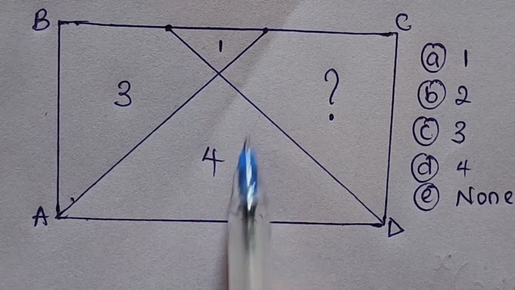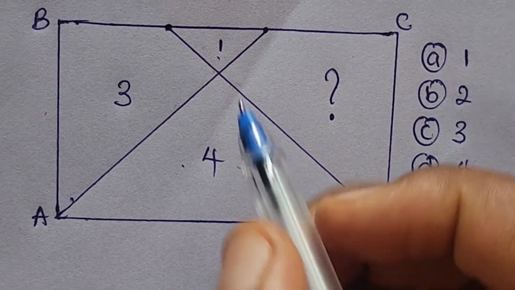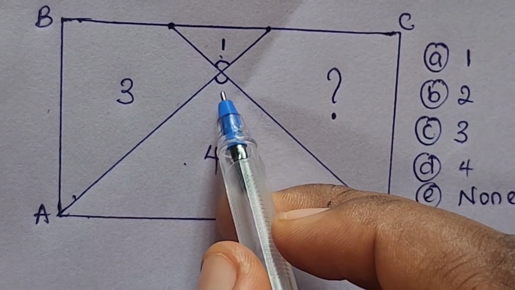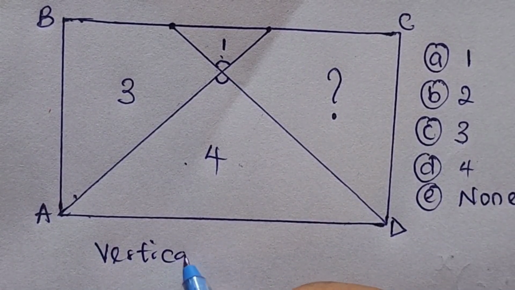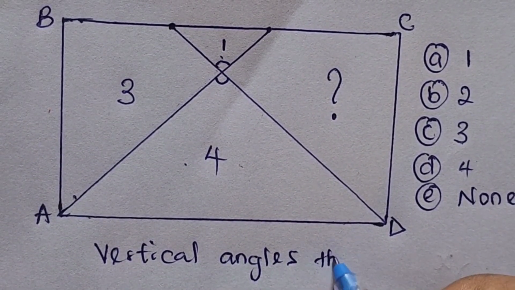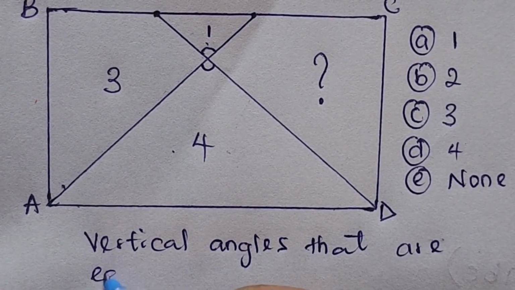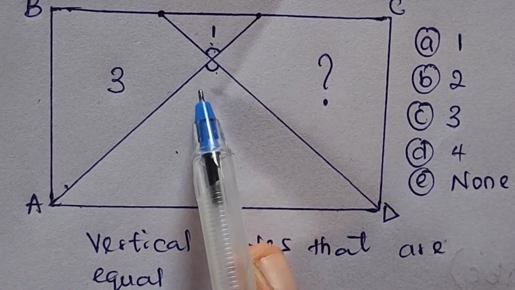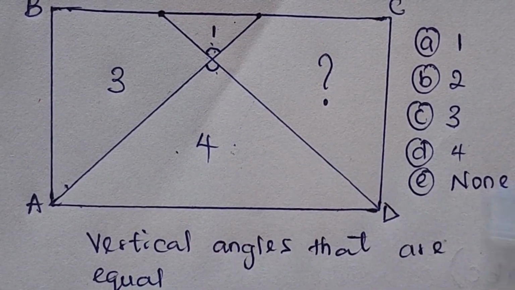So when we look at the different parts of this rectangle, this is a triangle and this is a triangle, and we have angles here to be vertical angles which are equal to each other. So since these are vertical angles, we can now say that these two triangles are similar.